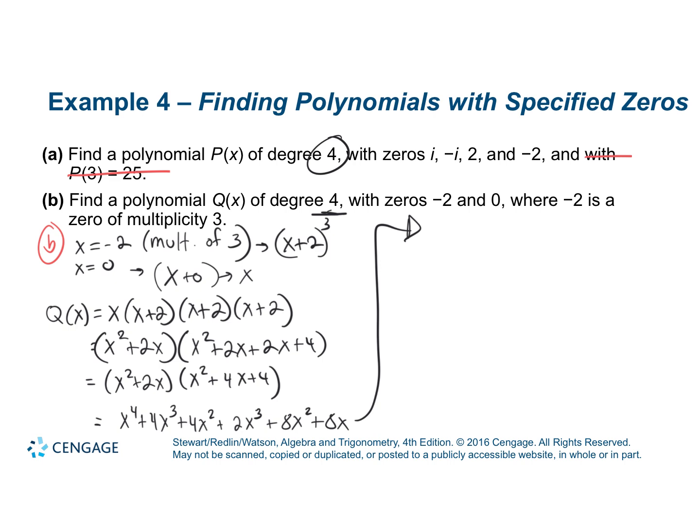I only have one x to the 4th, so I'm going to write x to the 4th. So q of x equals x to the 4th. Then I'm going to write cube. I have the 4x cubed and the 2x cubed. That's going to be plus 6x cubed. I have to add the 4x squared and the 8x squared. That's going to be 12x squared. And then I have the 8x left over, so I'm just going to rewrite it. And then this would be your final answer.